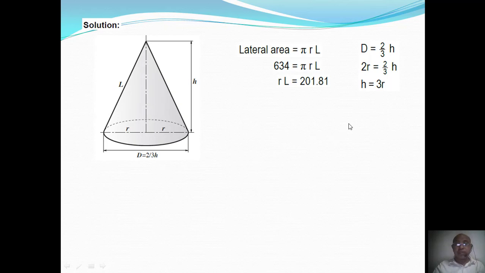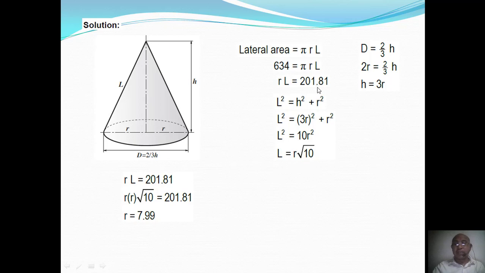So from Pythagorean theorem, L squared is equal to h squared plus r squared. But h is equal to 3r, then plus r squared. So we can express L in terms of r. Then we have rL equal to 201.81, but L is r square root of 10. So r times r square root of 10 equals 201.81, giving r equal to 7.99. Then the altitude h is equal to 3 times r. Approximately, that is 24 meters.